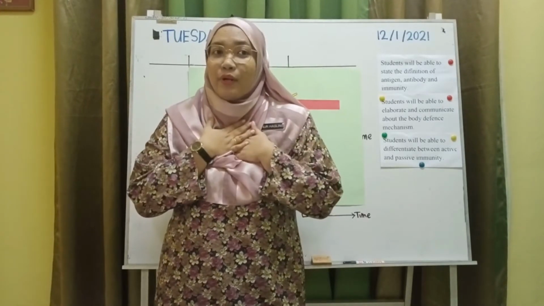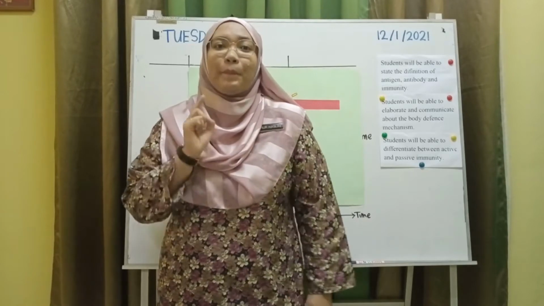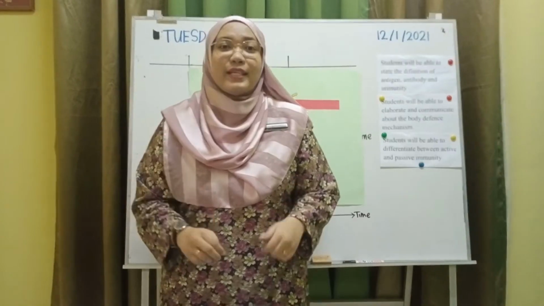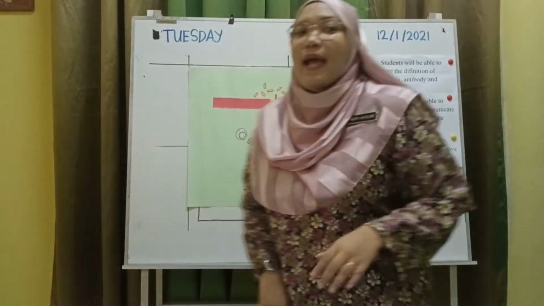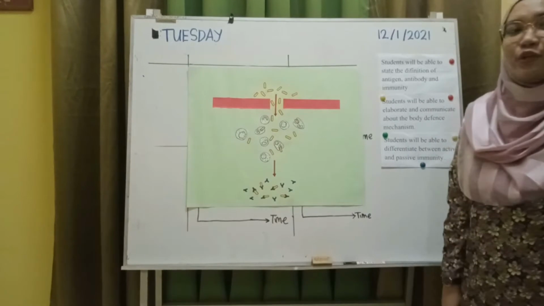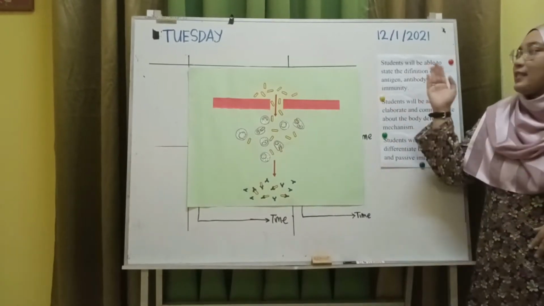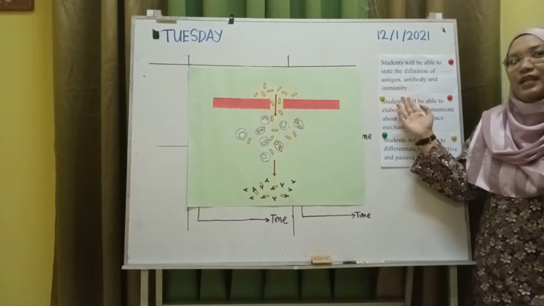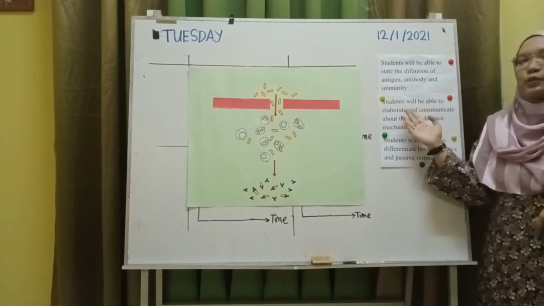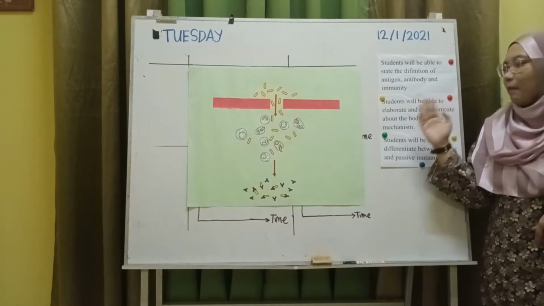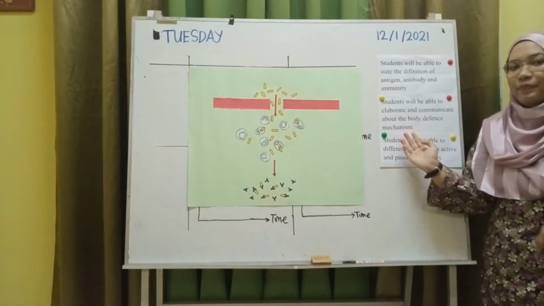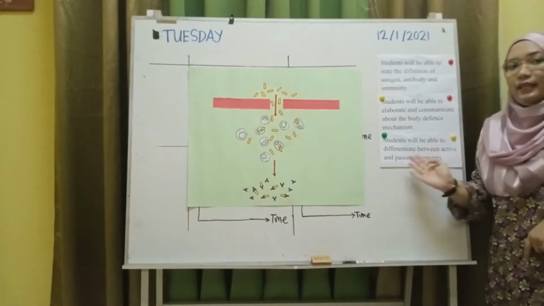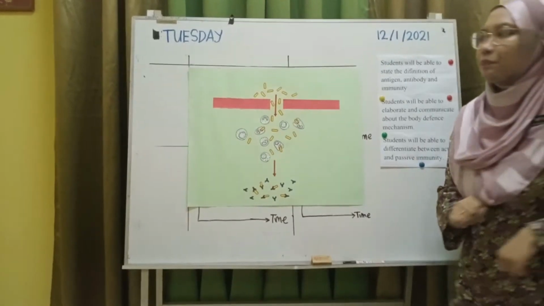But what about our body? Who will protect our body from pathogens? So that is what we are going to learn today, which is body defense. At the end of today's lesson, you should be able to first state the definition of antigen, antibody, and immunity. Second, you should be able to elaborate and communicate about the body defense mechanism. And third, you should be able to differentiate between active and passive immunity.